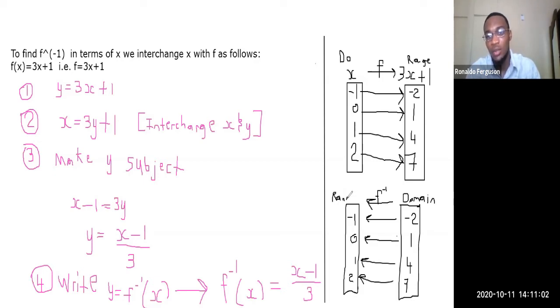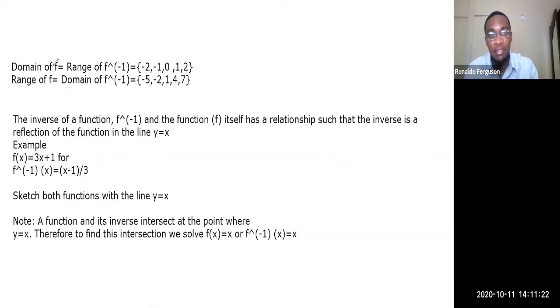The conclusions we can make are that the domain of the inverse function is equal to the range of the original function, and the domain of the original function is equal to the range of the inverse function. So the domain of f is equal to the range of f inverse, and the range of f inverse is equal to the domain of f.